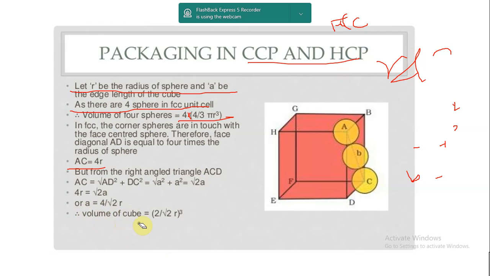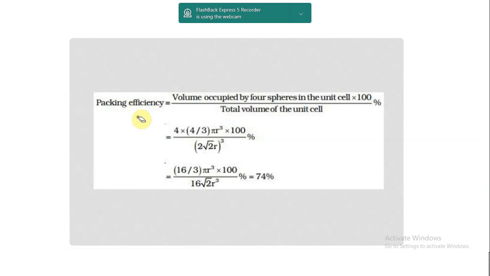The volume of the cube is A cube and the value of A is 4 upon root 2 R. 4 upon root 2 is 2 root 2, so it is 2 root 2 R whole cube. Now just put it in the packing efficiency. When you put the values, the volume of 4 spheres is 4 times 4 upon 3 pi r cube, which is the volume of a sphere times 4, and the volume of the cube is 2 root 2 r cube. So r will cancel out. You see the answer coming out to be 74%. Why 74%? Again it has increased.